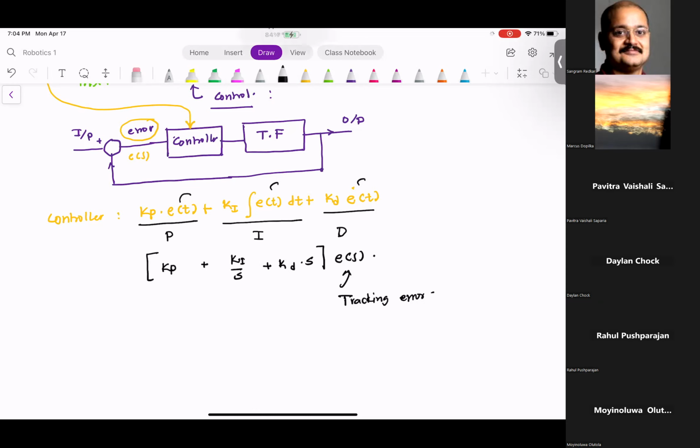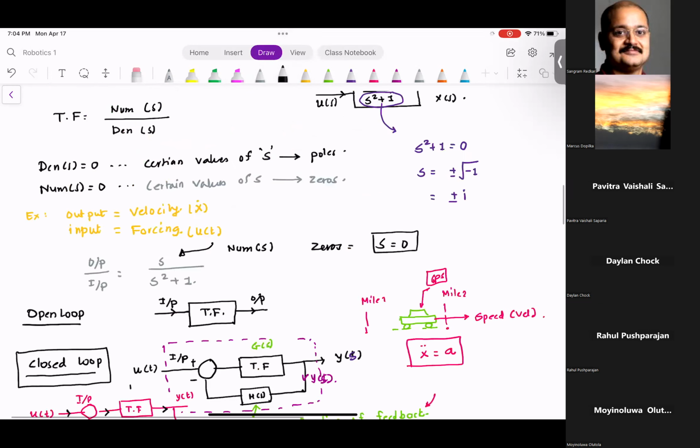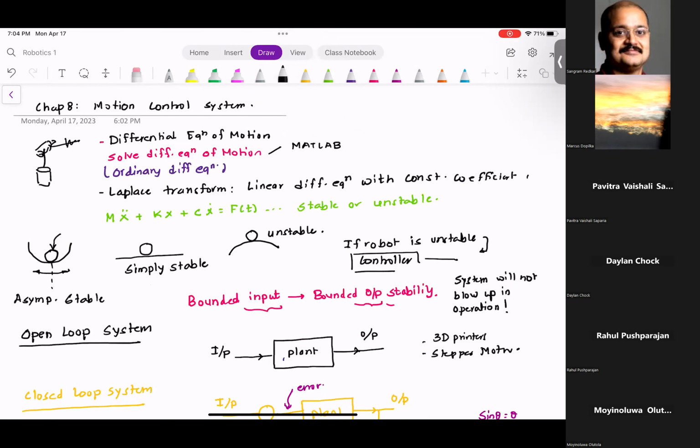So in today's class, what we looked at is the basic concept of motion control system. Now here is the big picture of the motion control system. We have a robot, we use the Lagrangian approach and came up with this differential equation of motion. Now these motions are nonlinear, but if we were to linearize it or somehow approximate these equations as a linear equation, then we can use Laplace transform techniques to solve this problem.